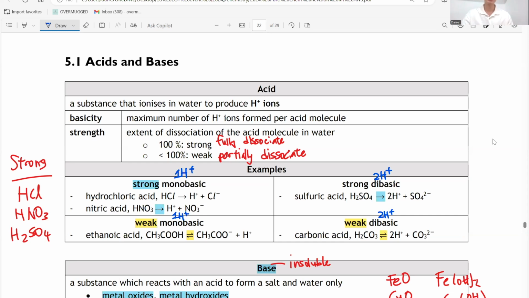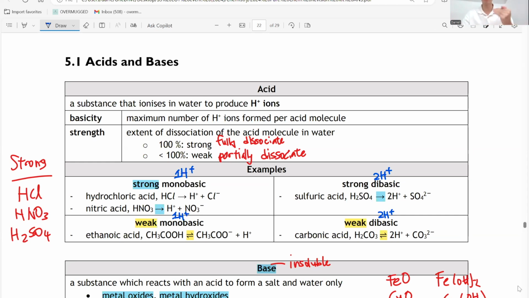After we are done contrasting strong versus weak, I want to bring your attention to an H+ versus a 2H+. We consider this mono. Mono means 1. So if you form 1 H+, you are monobasic. If you form 2 H+, you are dibasic. So monobasic versus dibasic simply addresses how many H+ you produce. That's all for this portion on acid. Let's move on to base.